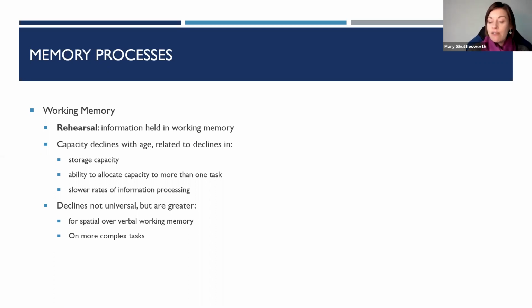So if you have heard of what's called sundowning with Alzheimer's disease, this basically means that symptoms get worse as the day goes on. And we do see that also with working memory. And then also, of course, on tasks that are more complex compared to more simple or straightforward tasks. So we see bigger declines there.